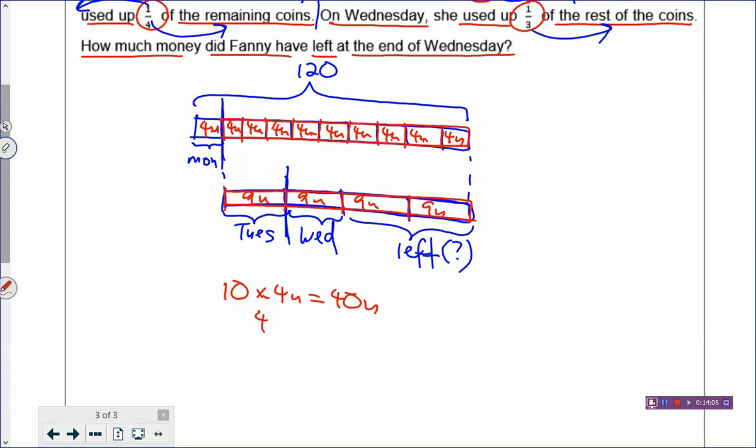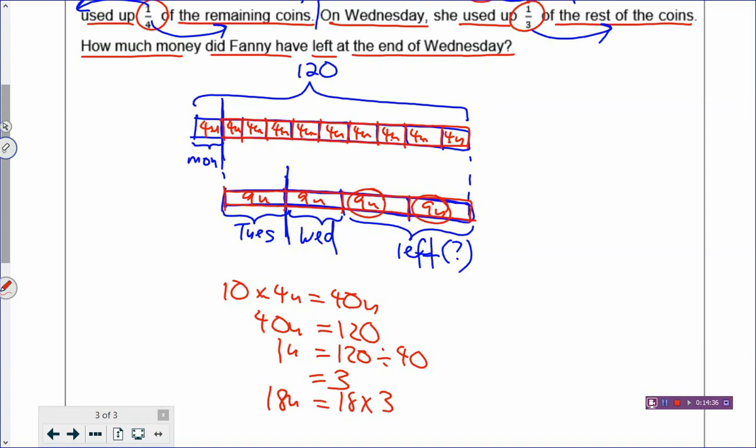And the 40 units is also the same as 120. So you can find 1 unit, which is 120 divided by 40. So 1 unit is 3. So how much money did Fanny have left at the end of Wednesday? So if you look at the money left, which is a question mark, that would be 9 plus 9, 18 units of coins. So 18 units will be how many coins? 18 times 3. And you will get 54.